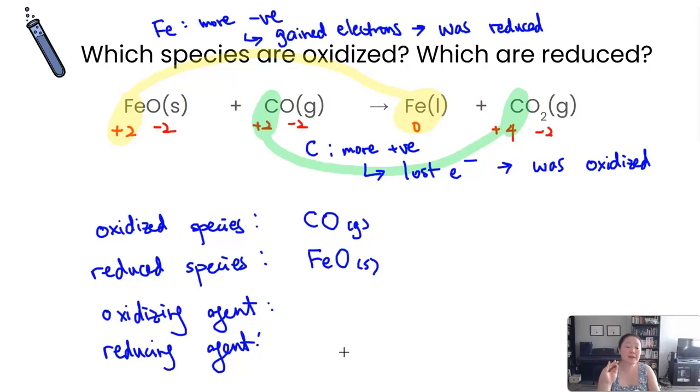Now to answer the next bit, which one is the oxidizing agent? Remember, the oxidizing agent, it itself is reduced. So our oxidizing agent in this case is your iron 2 oxide. Your reducing agent, it itself would be oxidized, so it is the carbon monoxide.